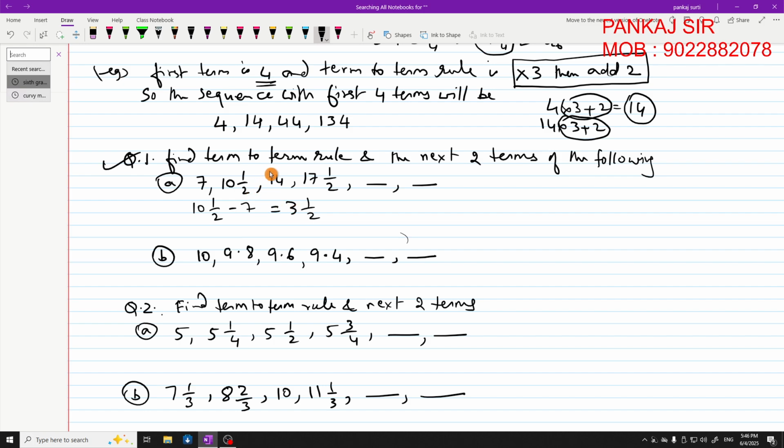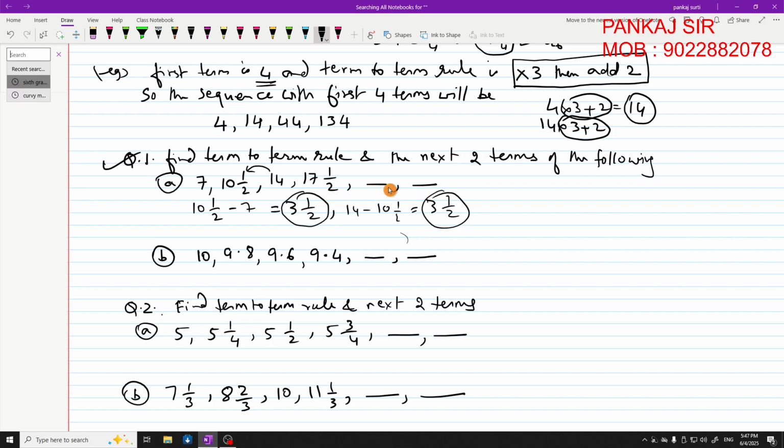Now let me check the difference between these two terms. That is 14 minus 10 and a half. Now 14 minus 10 and a half is how much? Let me check that. So 14 minus 10 and a half is again 3.5 or 3 and a half. So I can see that the term to term rule is adding 3 and a half, right? So when you add 3 and a half to 7, you get 10 and a half. When you add 3 and a half to 10 and a half, you get 14. And when you add 3 and a half to 14, you will get 17 and a half.